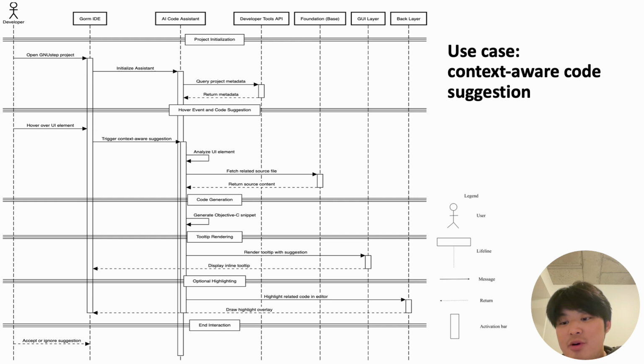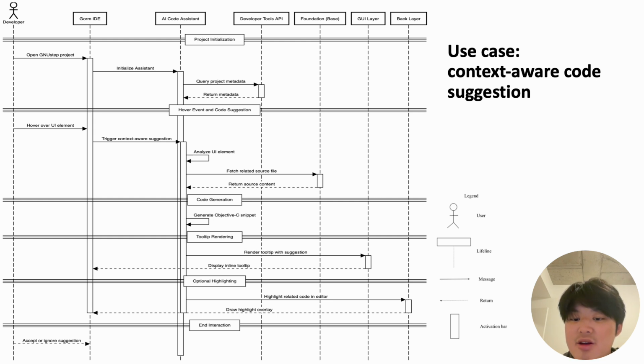When the developer hovers over the UI element, the IDE triggers the assistant to generate a code suggestion. To do this, the assistant analyzes the UI element and fetches relevant source files using Foundation. After retrieving the necessary content, it generates an appropriate Objective-C snippet. This suggestion is rendered as a tooltip via the GUI layer, providing immediate visual feedback to the developer.